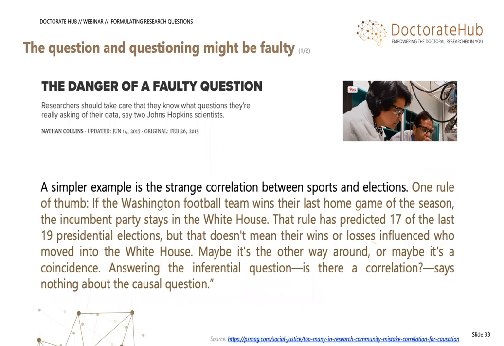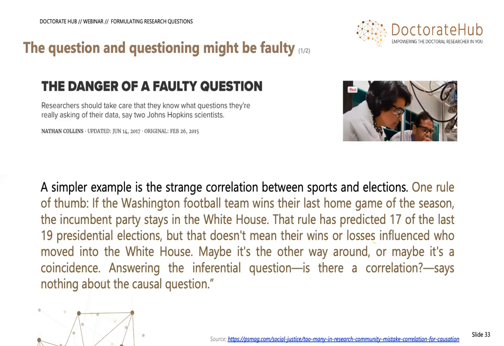And a simpler example of the strange correlation between sports and elections, put forward in the same guide, is one rule of thumb: if the Washington football team wins their last home game of the season, the incumbent party stays in the White House. That rule has predicted 17 of the last 19 presidential elections, but that doesn't mean that their wins or losses influenced who moved into the White House. Maybe it's the other way around, or maybe it's a coincidence.